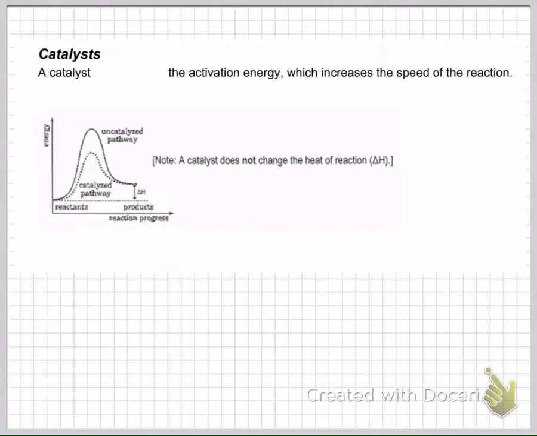A catalyst is usually a protein or any substance that lowers the activation energy of a reaction. So by lowering the activation energy, it causes the reaction to speed up. To really understand what a catalyst is, you have to remind yourself of what activation energy is. Activation energy is the minimum amount of energy required to get the reaction going.